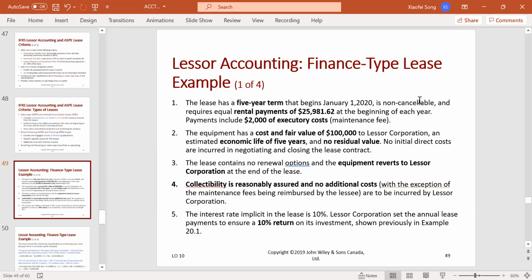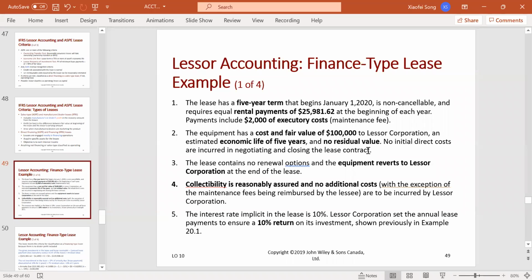And it requires equal rental payments of $25,981.62 that include a $2,000 executory cost. That's a maintenance fee. The equipment has a cost and a fair value of $100,000 to the lessor, and an economic life of 5 years, with no residual value. No initial direct costs are incurred in negotiating and closing the lease contract.